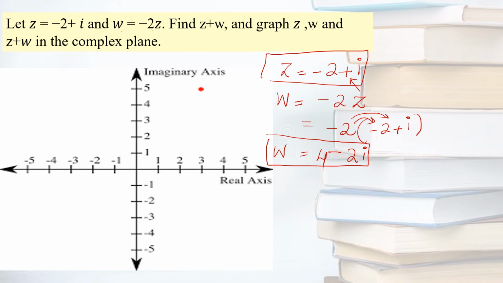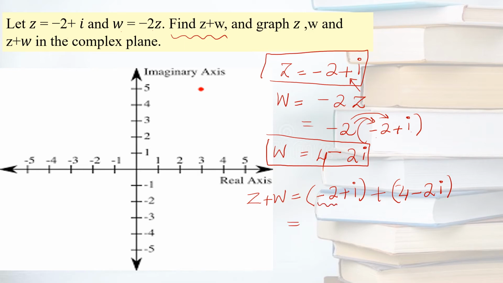Now what are they asking you? They are asking you to find z plus w. So z plus w. In place of z, you just write minus 2 plus i in the bracket. Here you have an addition sign, so just write the positive sign. And w is 4 minus 2i. Apply the same concept of addition. It means real number with the real number, imaginary number with the imaginary number.